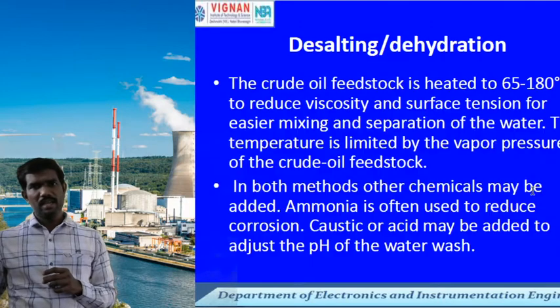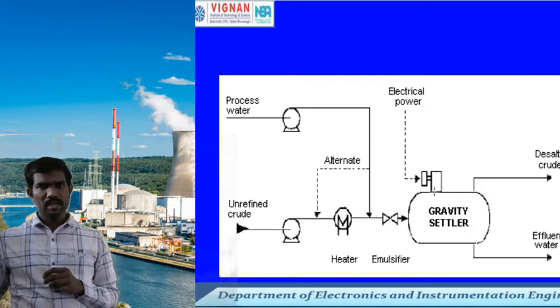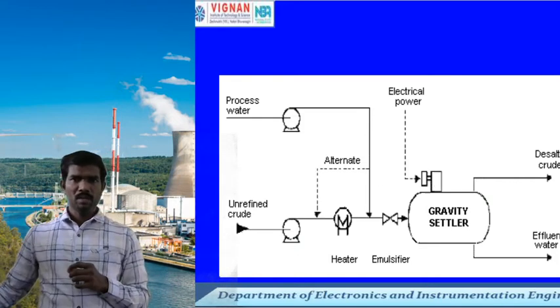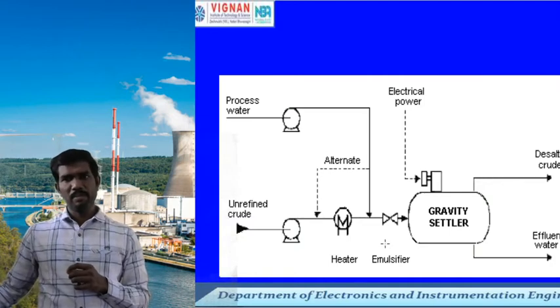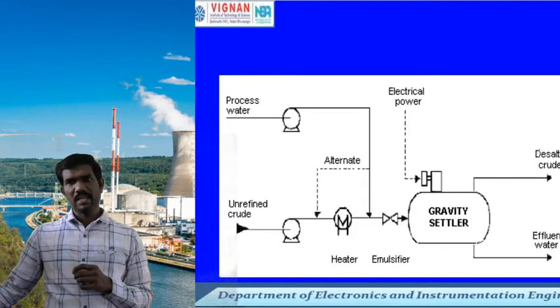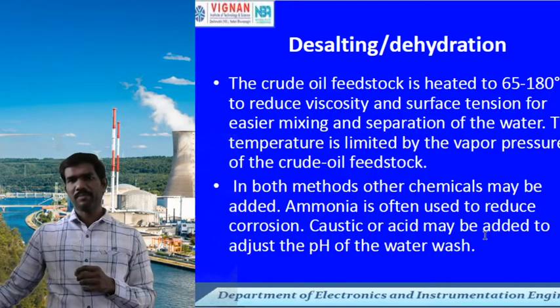Okay, so this is a generalized process of desalting and dehydration. Here the gravity settler tank will be there, which is connected with the electrical power, a process of water, and also in the bottom an emulsifier will be attached here. From that, the desalted crude and effluent wastewater will be produced from the exit.